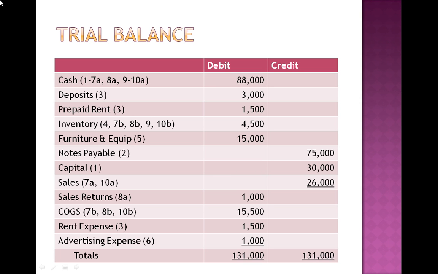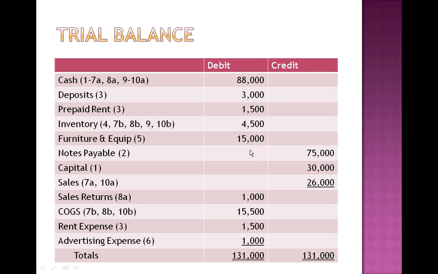Now, the thing about the trial balance is to get my sum for cash, I have to go back, and every time cash was debited or credited, I have to add or subtract that up. And so if I went back and did this manually, and you might check my math on a couple of these, just to make sure that you see how we're doing it, we'd find that at the end of the day, we have $88,000 in cash, $3,000 in deposits, and so forth.